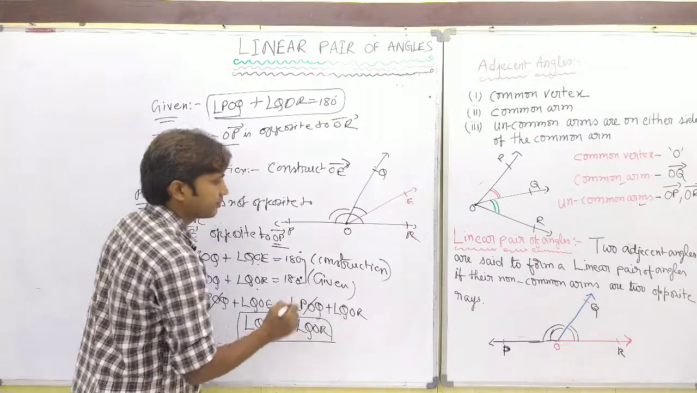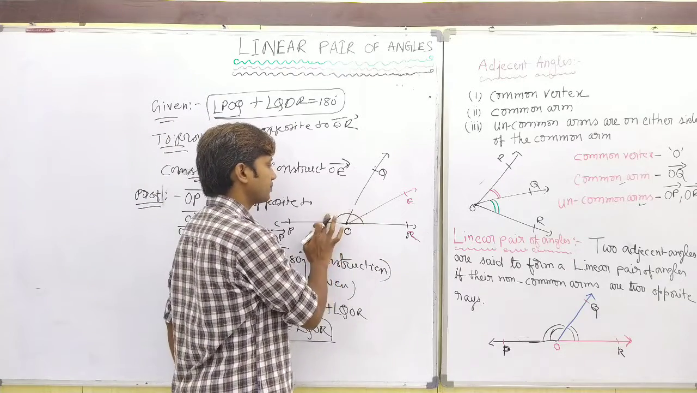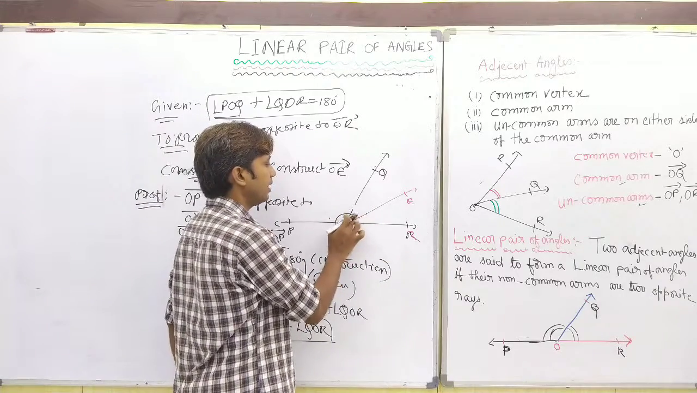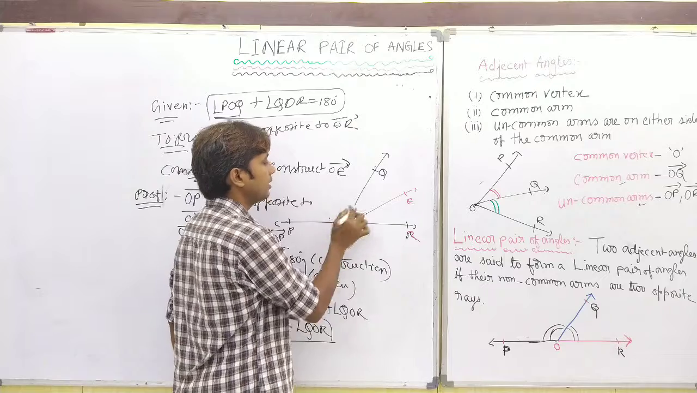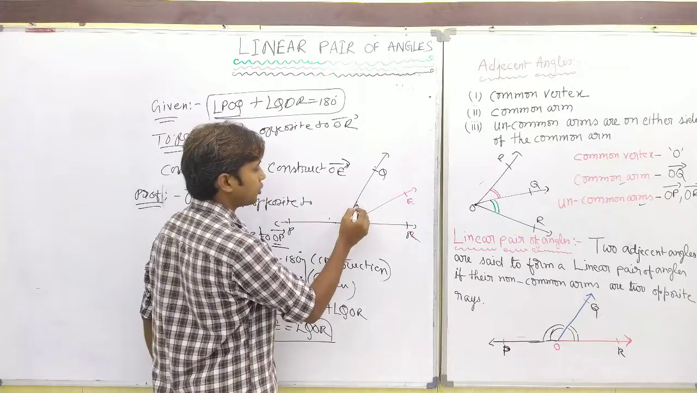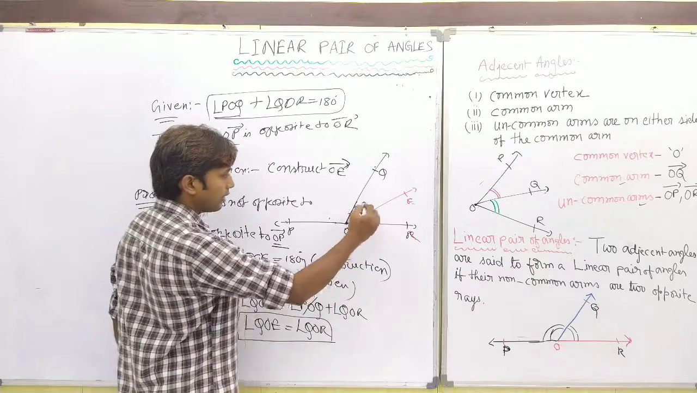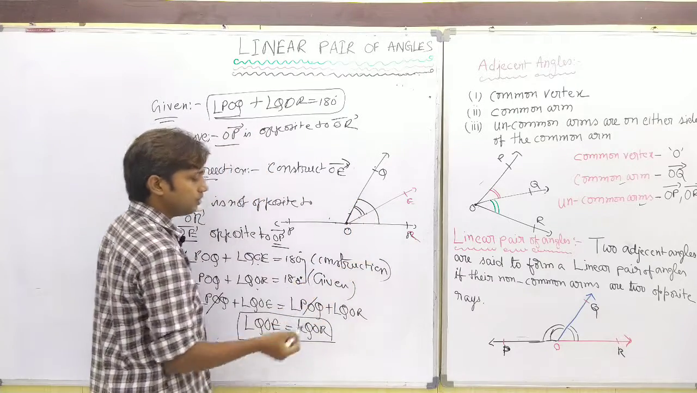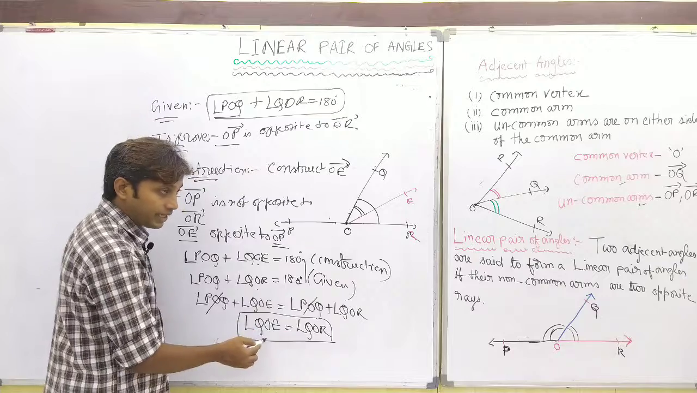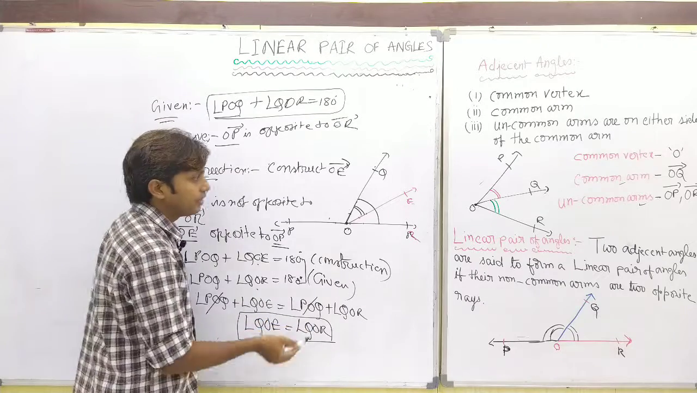What does it mean? Just see. Try and observe in this. I'll clear the remaining. Now see this. Not only angle QOE. Angle QOE means this one only now. And what is angle QOR? Angle QOR means this one only now. What did we obtain? That angle QOE and QOR are equal.